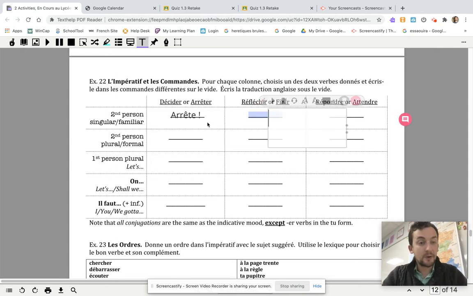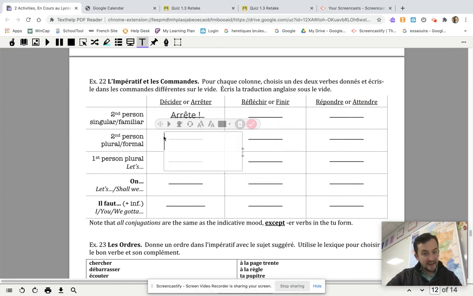Second person, plural or formal, arrêtez, right? First person, plural, let's. How do you say let's? Make sure you go back and watch that video because I'm not going to reteach all of that now. But it's when you say let's, you're talking about us. It's the new form, and you just say it.